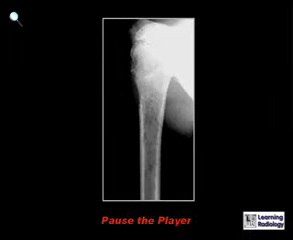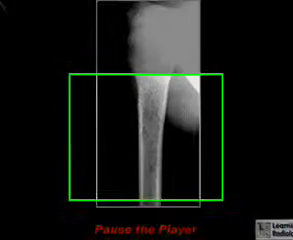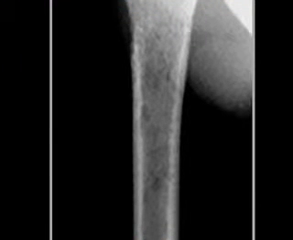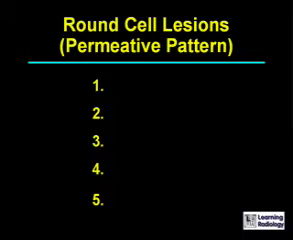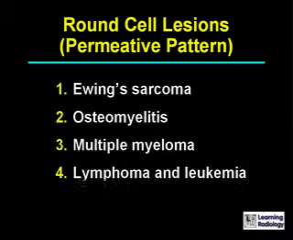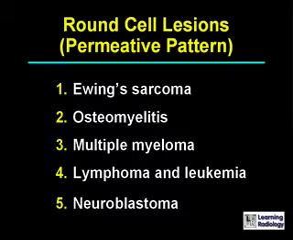Here's the next differential diagnosis. Pause the player. The differential diagnosis is round cell lesions that produce a permeative pattern. There are 5 major causes. Pause the player. The 5 major causes of a permeative pattern, round cell lesions, are Ewing sarcoma, osteomyelitis, multiple myeloma, lymphoma and leukemia, and neuroblastoma.